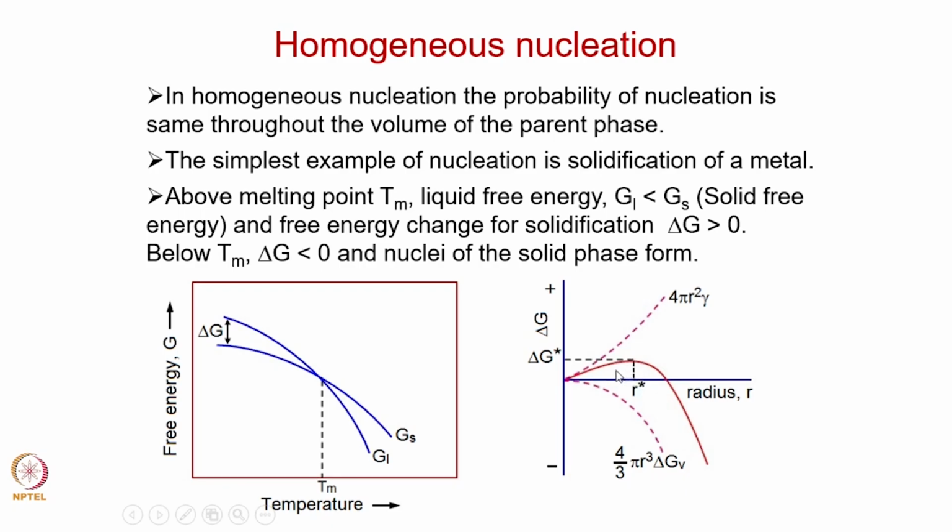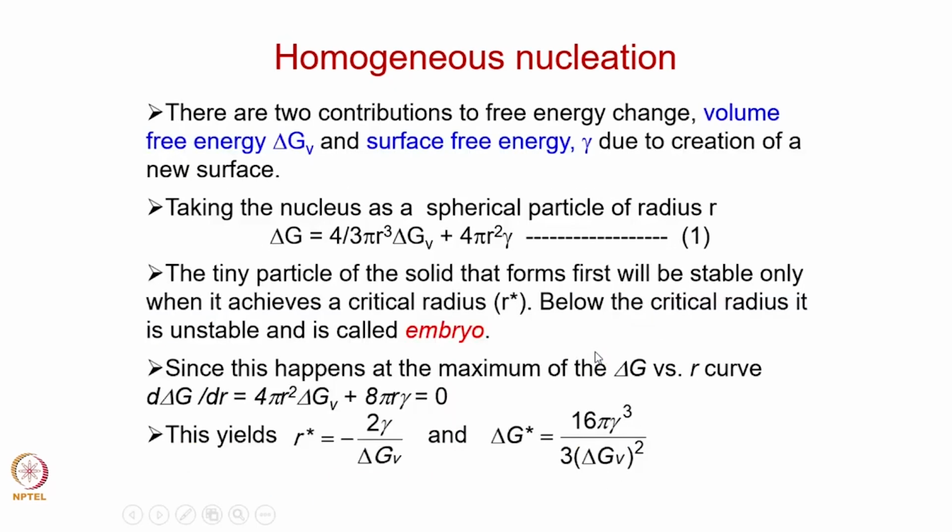If it is below this critical size r star, then it will be an embryo, and for it to grow as a nucleus and develop into the solid, it has to reach this critical size. Then only will it be called a nucleus. Okay, so if you now take up these contributions, this is what you would get.